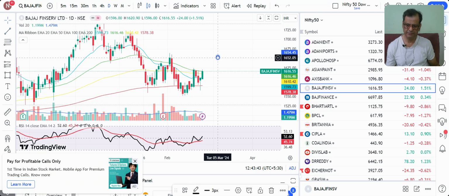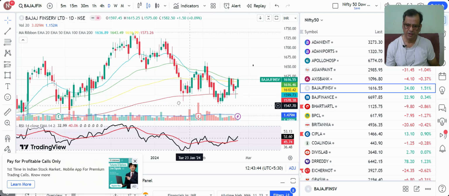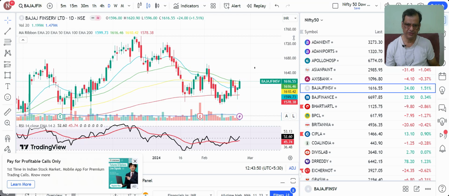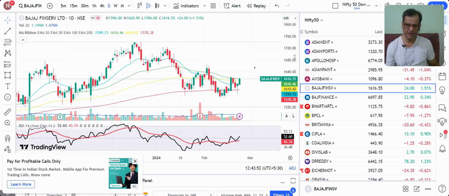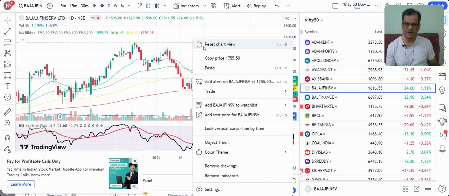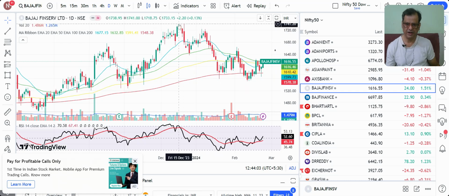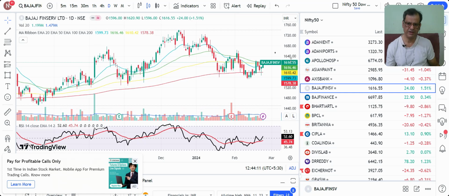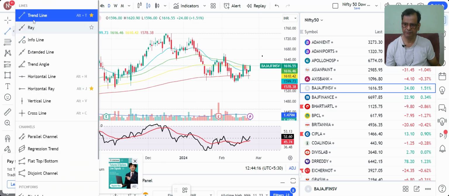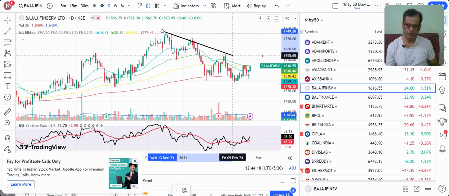connecting the highs. Let me delete this. Come here for a bit here. You can keep your mouse with the left click pressed here to bring it in such a way so that the candles don't touch this. Otherwise, you won't be able to draw here. If I do a reset chart view, see, I may not be able to draw here because it's almost touching the top of the screen. So what I'll do is I'll keep my left mouse pressed, come here, take the trend line and draw here.